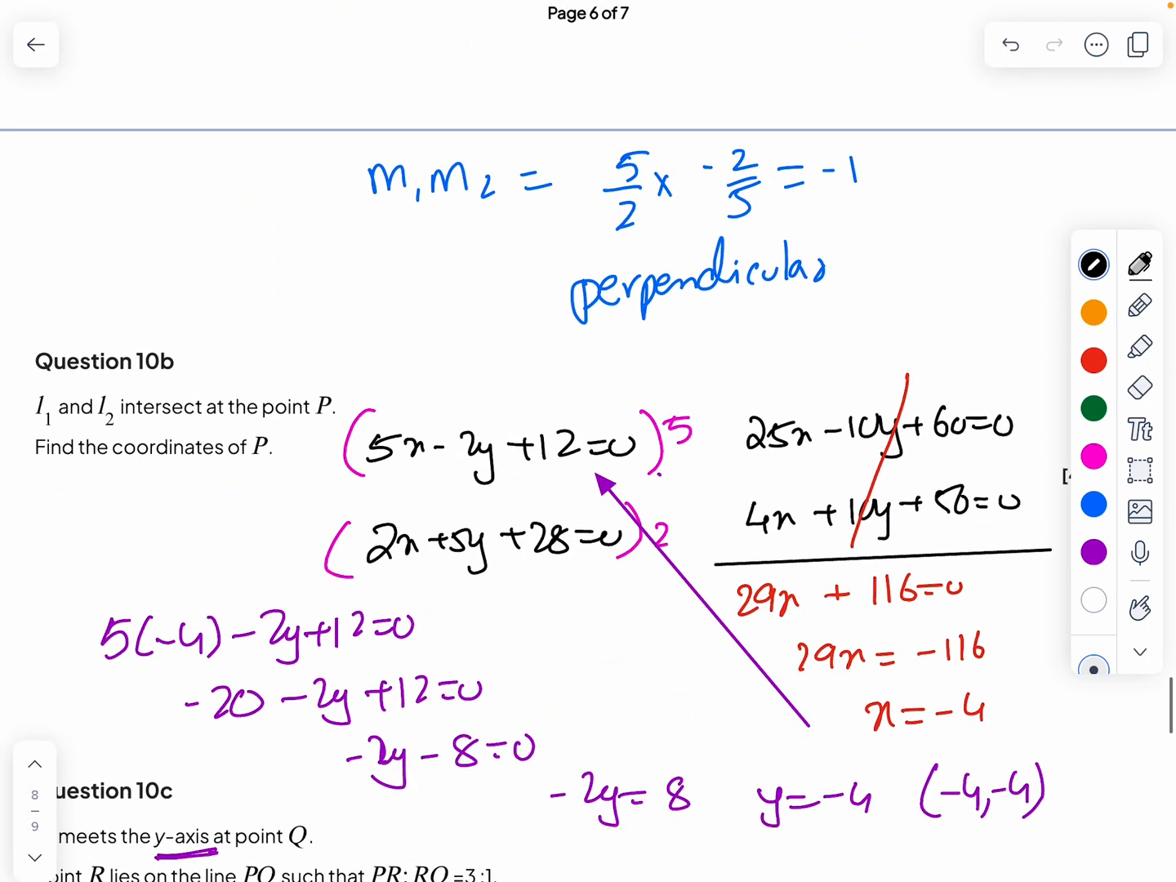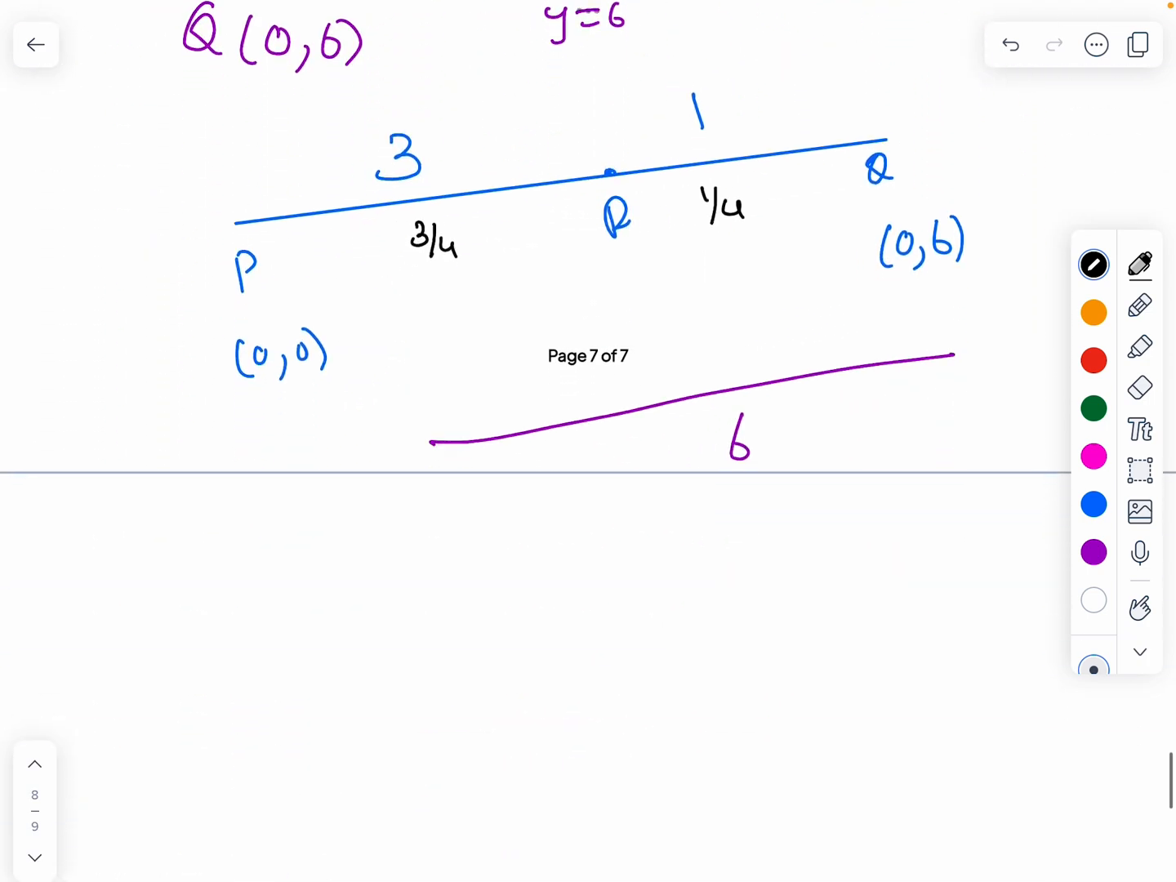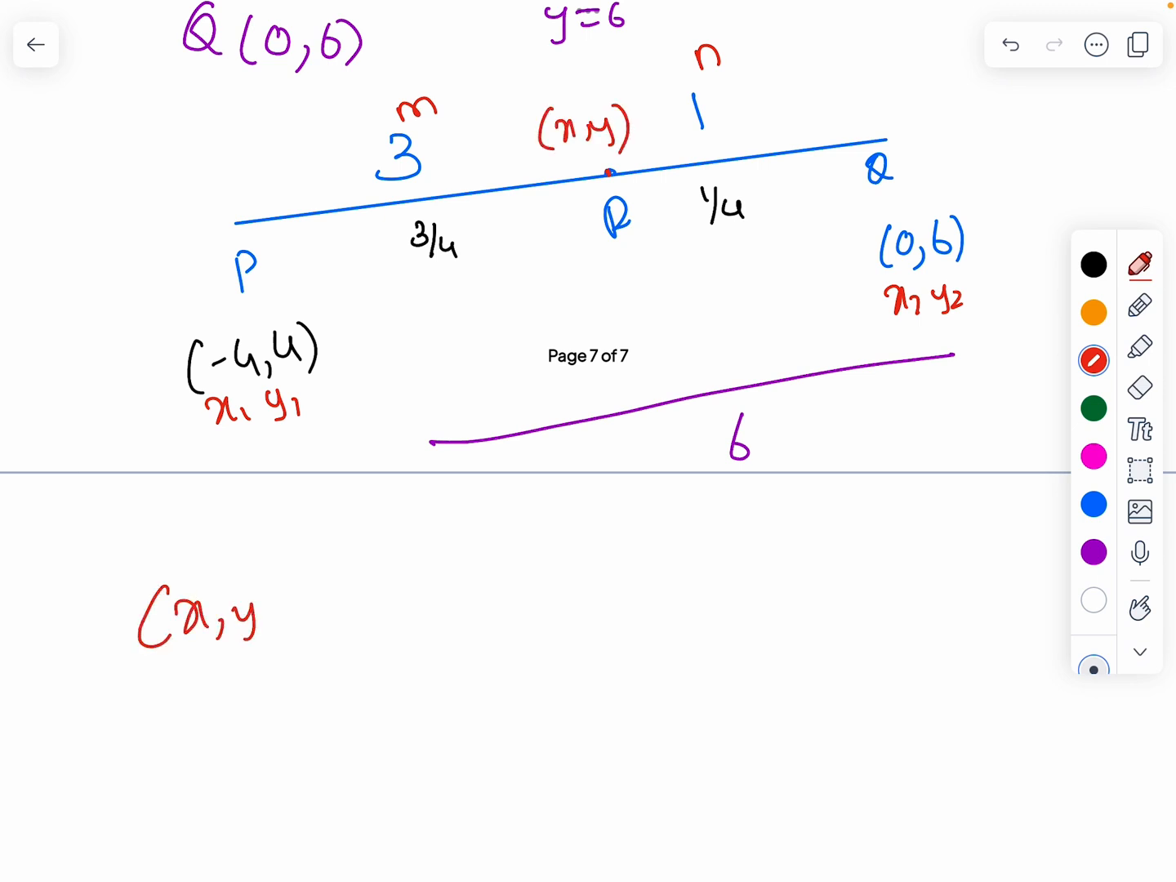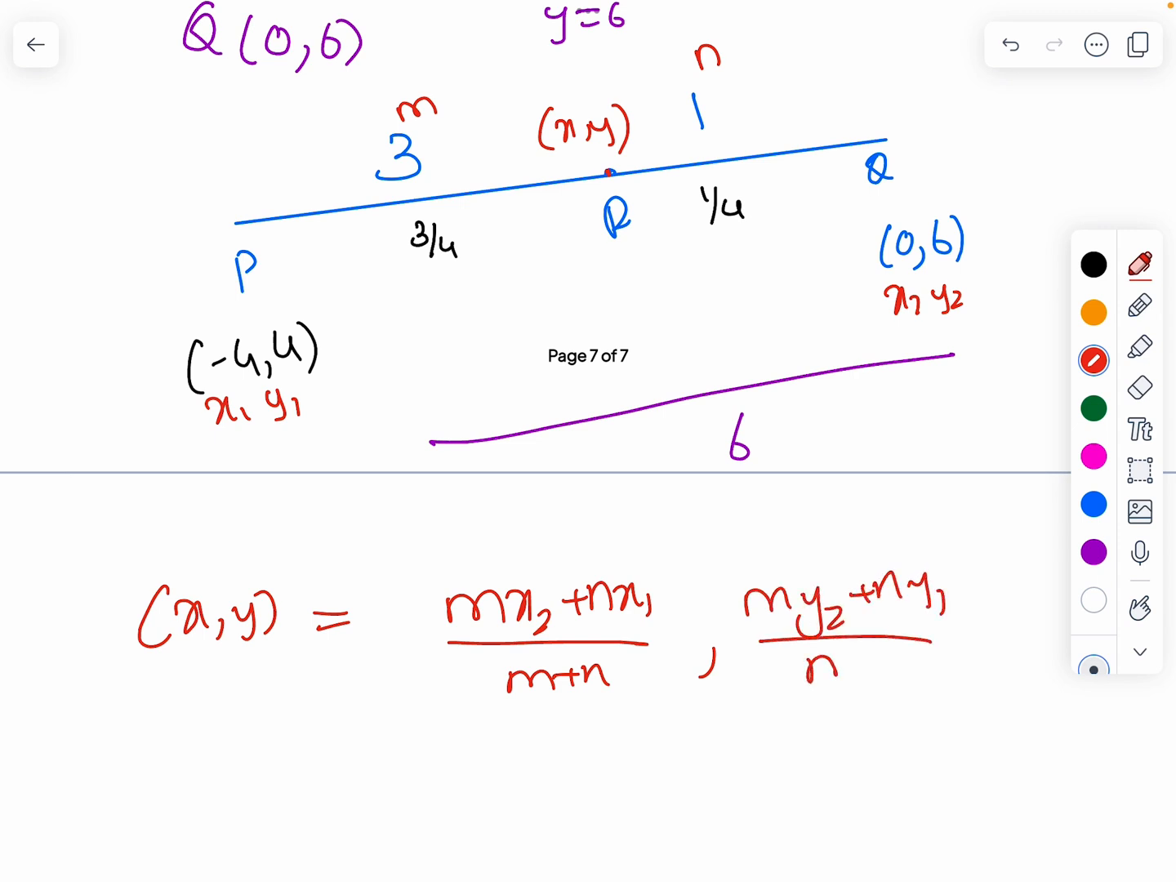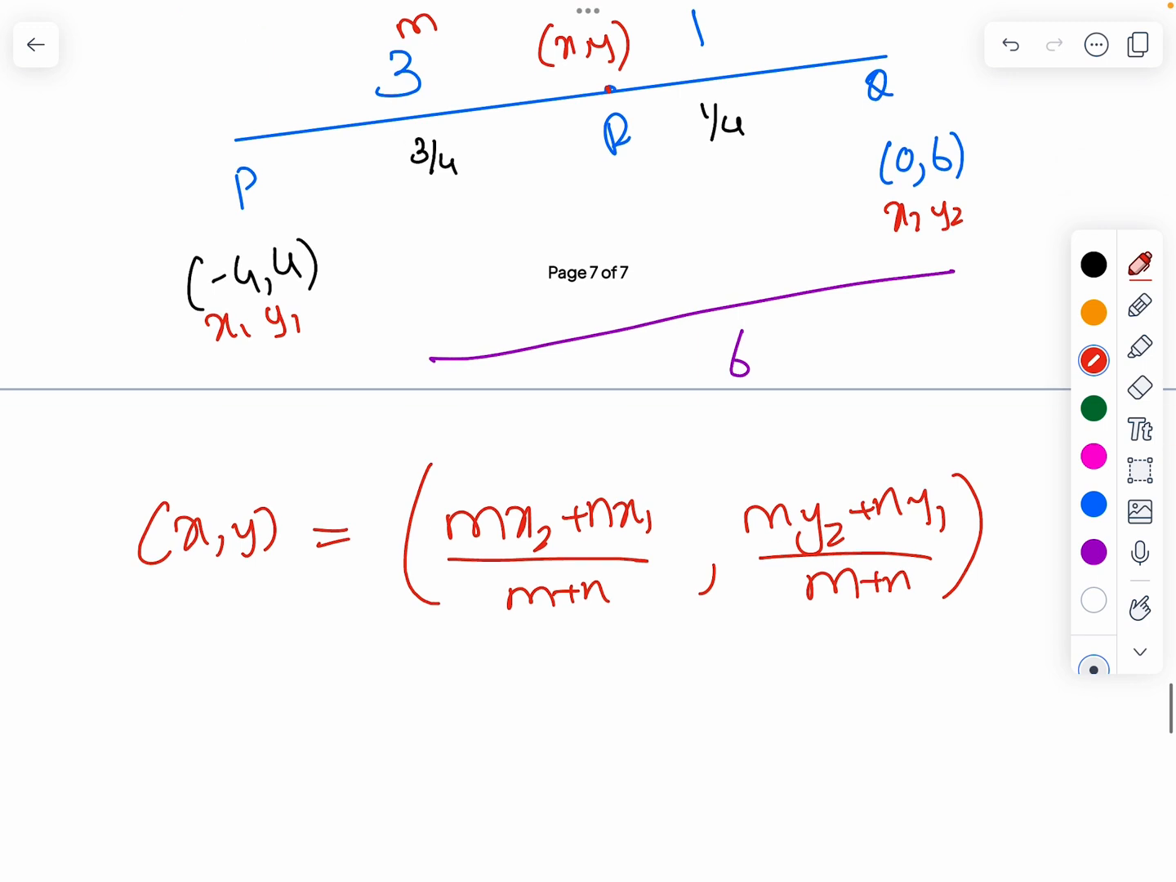But P is not (0, 0). P is (-4, -4). If it had been (0, 0), it would have been easier. Now we need to remember one simple formula. This is x1, y1, this is x2, y2, this is m, this is n, and this point is x comma y. To find x comma y, the formula to remember is (mx2 plus nx1) by (m plus n), and similarly (my2 plus ny1) by (m plus n). This is the formula to find the point.